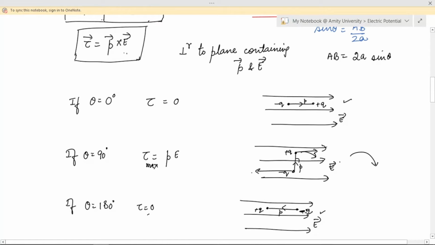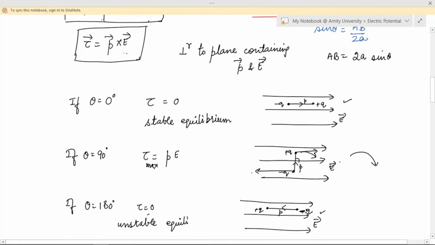But the difference is, when theta is 0, the dipole will be in a state of stable equilibrium. When theta is 180 degrees, torque is again 0, so it will be in equilibrium, but this will be the state of unstable equilibrium.